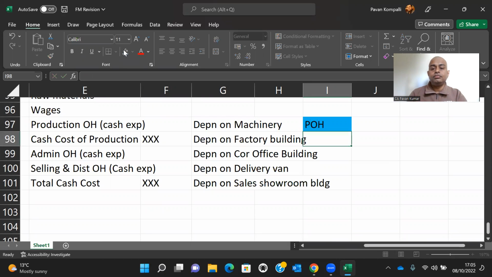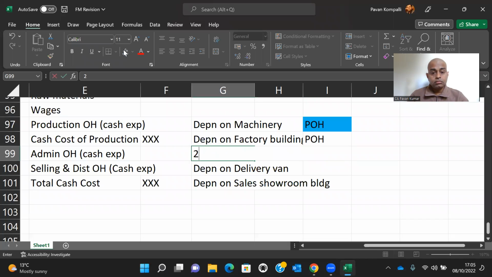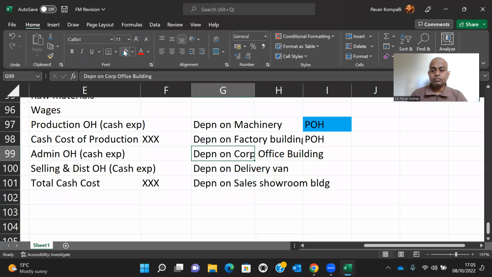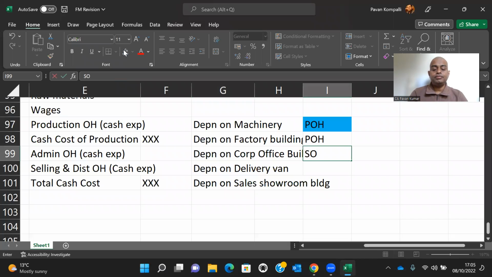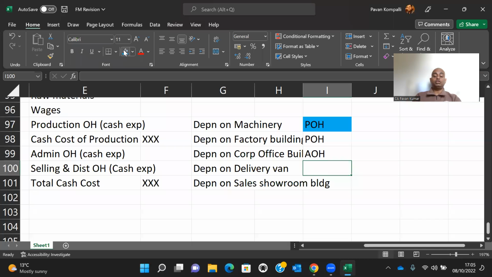This is production overhead. This is also production overhead. What about the corporate office? Administrative buildings, corporate office. No, admin overhead. What about depreciation on delivery van? Selling and distribution overhead. So simple.